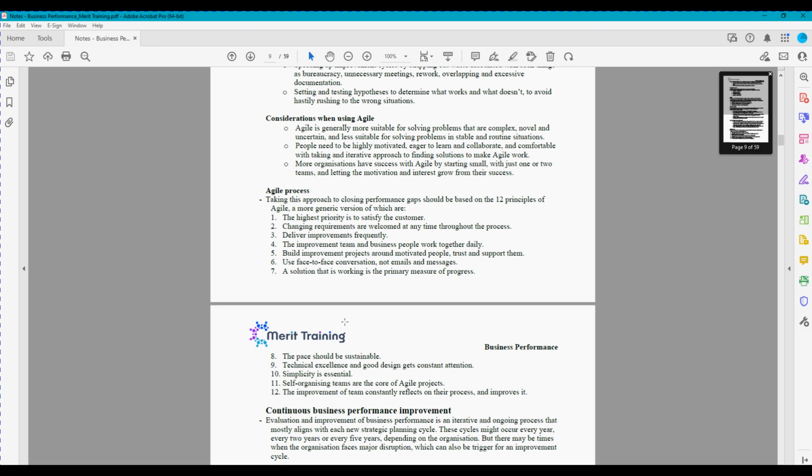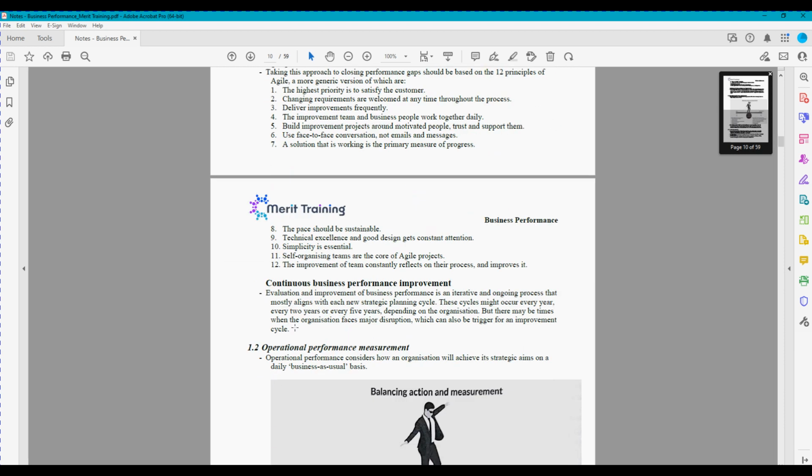Number 8, the pace should be sustainable. Number 9, technical excellence and good design gets constant attention. Number 10, simplicity is essential. Number 11, self-organizing teams are the core of agile projects. And finally, number 12, the improvement team constantly reflects on their process and improves it.